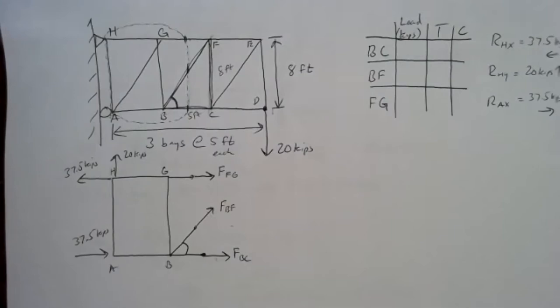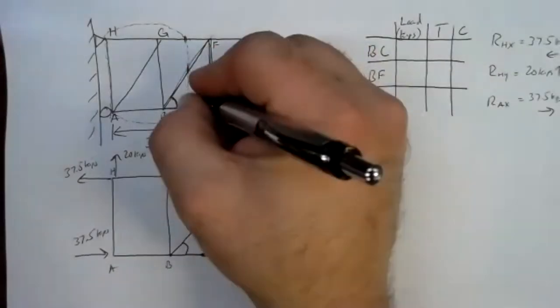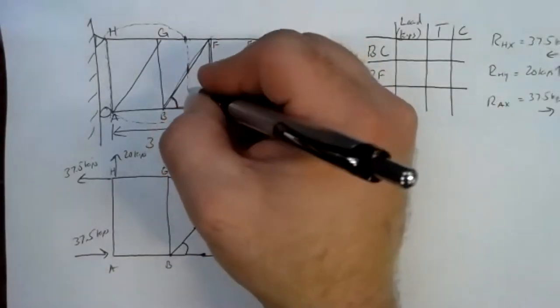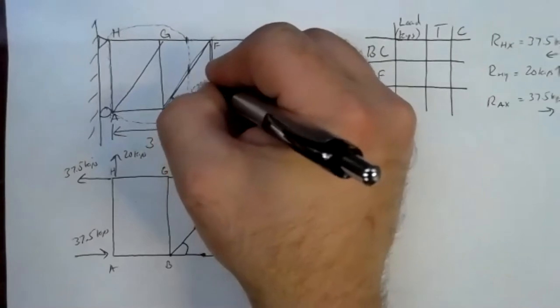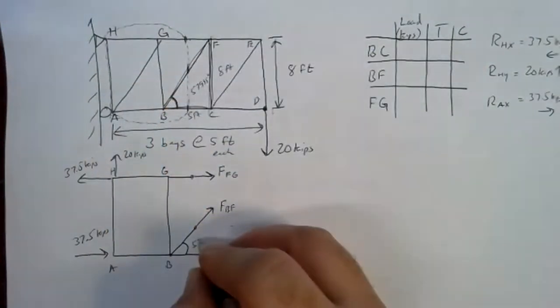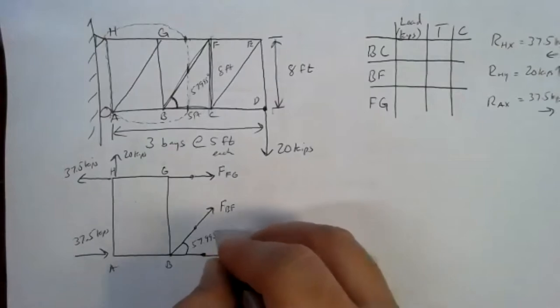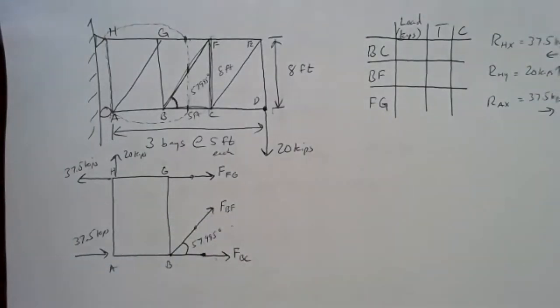So if we take the inverse tangent of 8/5, we get 57.995 degrees. There we are, 8, 5, inverse tangent. Oops. Yeah, 57.995 degrees. So there we've got our angle.